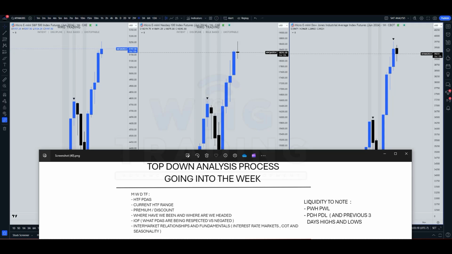Right, so some liquidity to note as you're doing your top-down analysis has to do with the previous week's high, previous week's low, previous day's high, previous day's low. And in terms of more near-term liquidity, you can also utilize, as ICT has taught, the previous 3 days highs and lows as well, because those also hold near-term significance when it comes to liquidity.